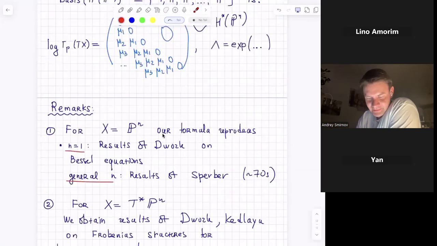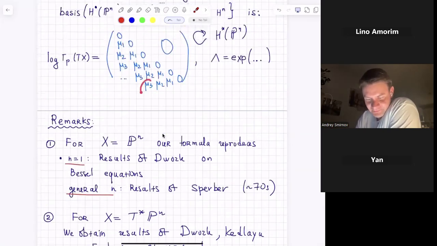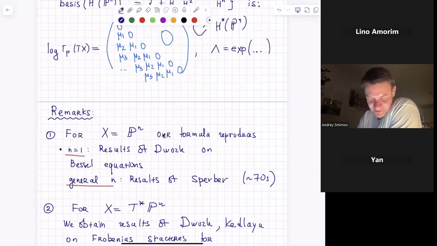And an interesting thing is that they gave some formulas; for example, Dwork himself considered only the case n equal to 1.